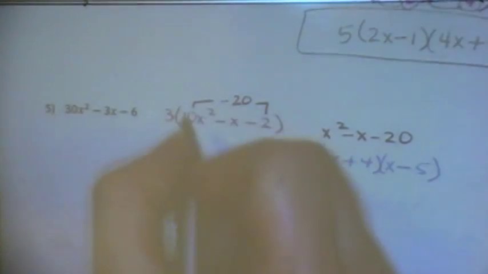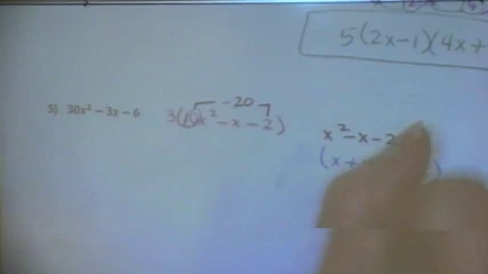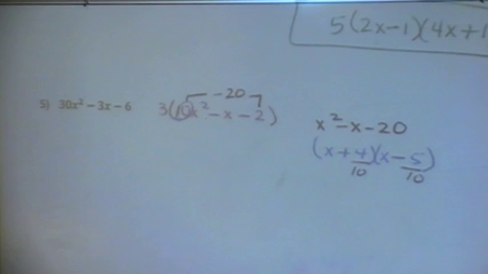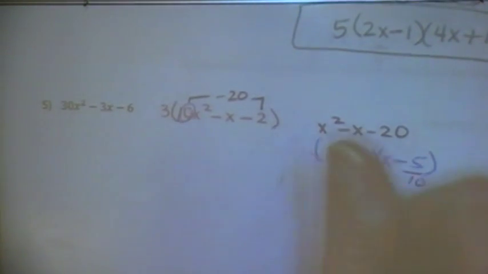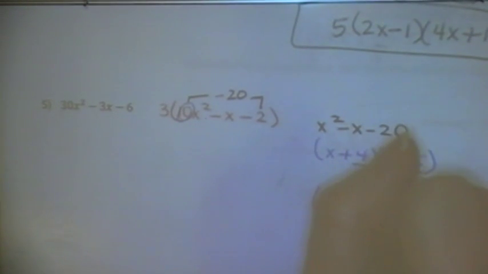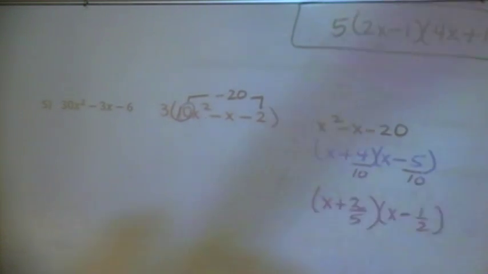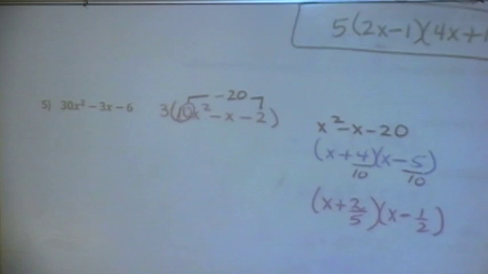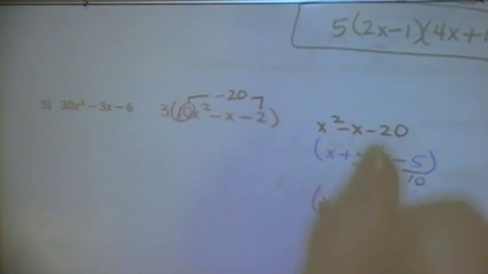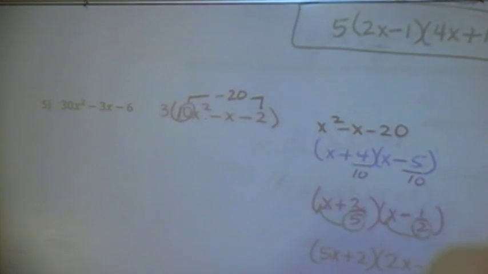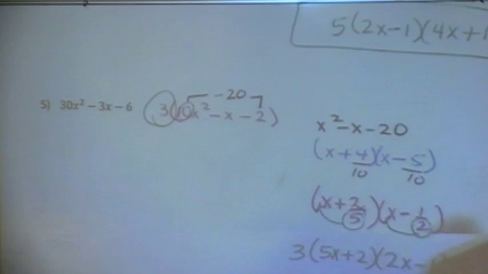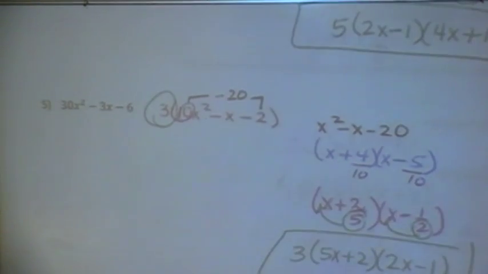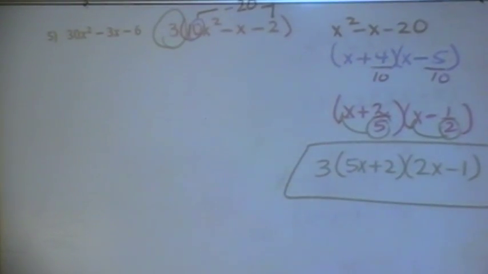Gotta bring back this 10. They both simplify again. X plus 2/5 and x minus 1/2. And then you bottoms up. So 5x plus 2, and 2x minus 1. Do not forget the 3 that you factored out. So that is your final answer.